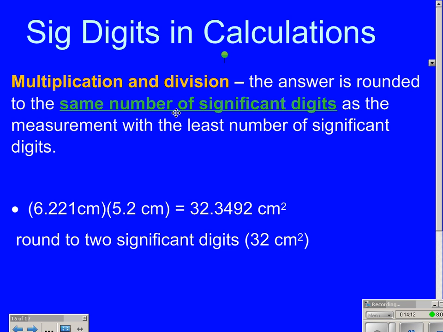Centimeters times centimeters is centimeters squared. Now we look at our rule. Which measurement had the least number of significant digits? Here we have 4 digits. Here we only have 2, which means our answer gets rounded to have only 2 significant digits. So we're going to get rid of all of this, round it down to 32 centimeters squared.